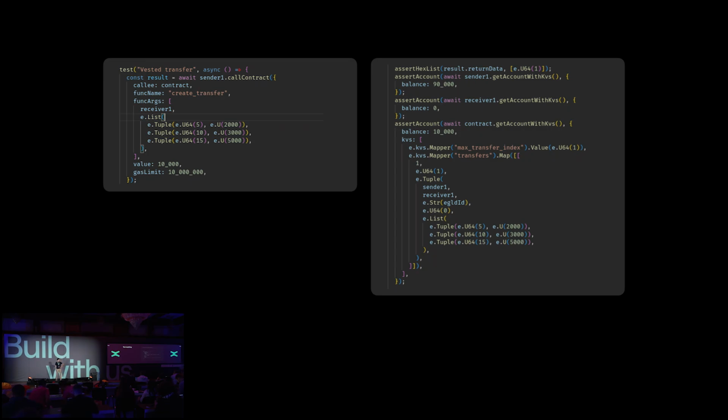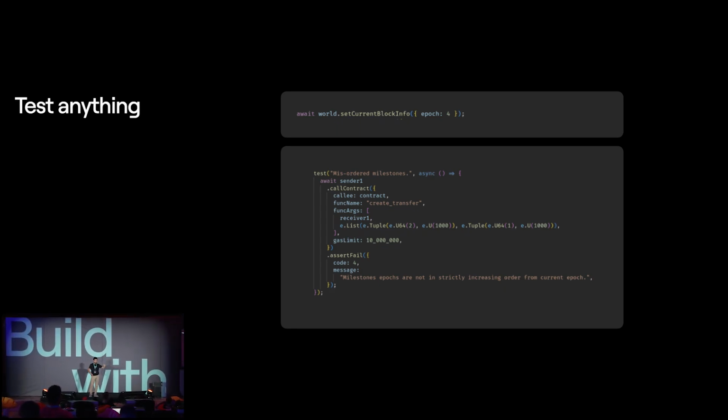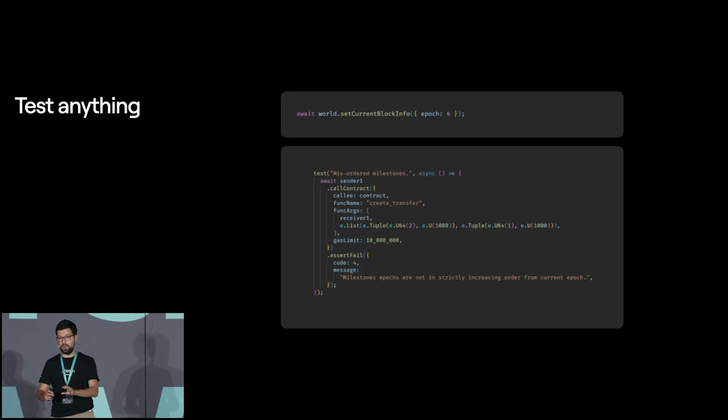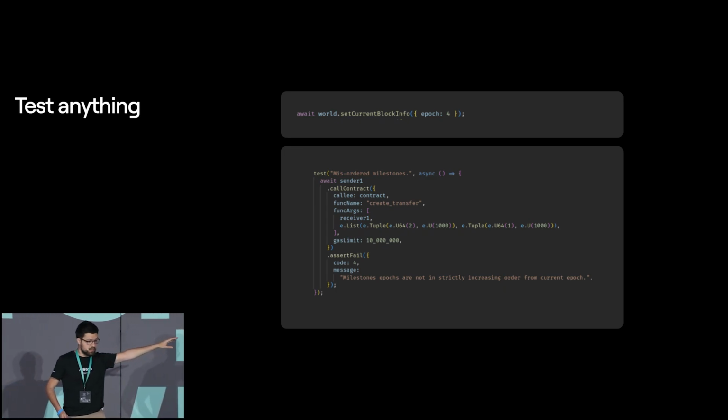And really, xSuite allows you to test anything. Basically, for example, you can fast forward in time. You can say, now I want to be at epoch number 4, and it will immediately advance in time. It can go backwards too, of course. If you want to go back in time, you just need to specify the epoch you want to go back to. And you can also test one very important thing, the failure of calls. Because it's one thing to verify that your contract works well in the good case, but it's also important to verify that it fails in the bad cases. And this, you can do very easily by using assert fail.